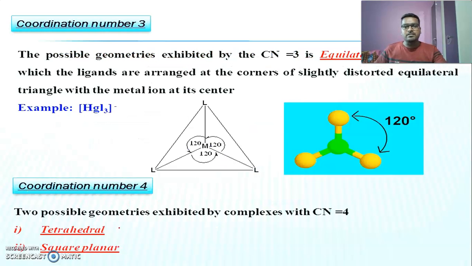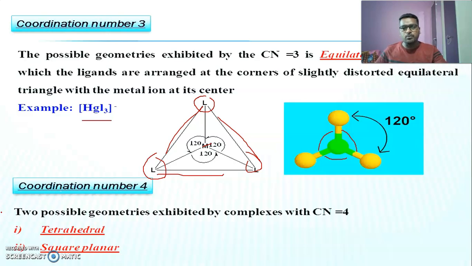Now let us see the complexes of coordination number 3. There are three monodentate ligands present. In this case, the expected geometry is trigonal planar. That means the central metal atom and three ligands are present in one plane, and it has a triangular shape, all in a single plane. That's why it is called trigonal planar, and the bond angle is 120 degrees. So all the bonds are equivalent at 120 degrees. Usually the iodomercurate complex is the best example for coordination number 3. Usually coordination number 3 complexes are rare.